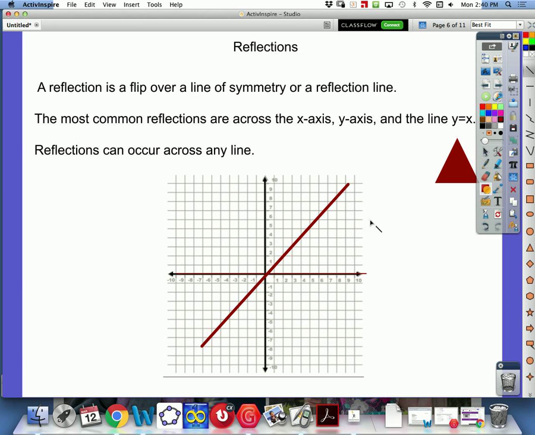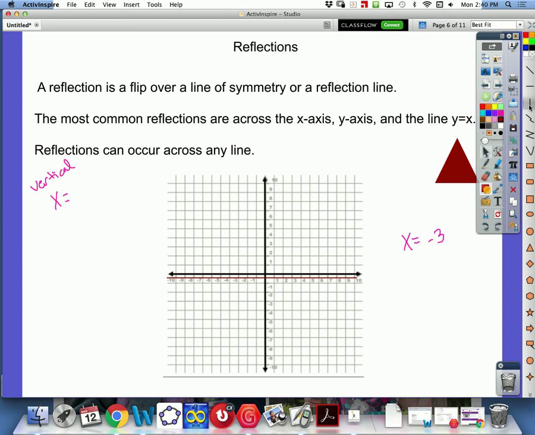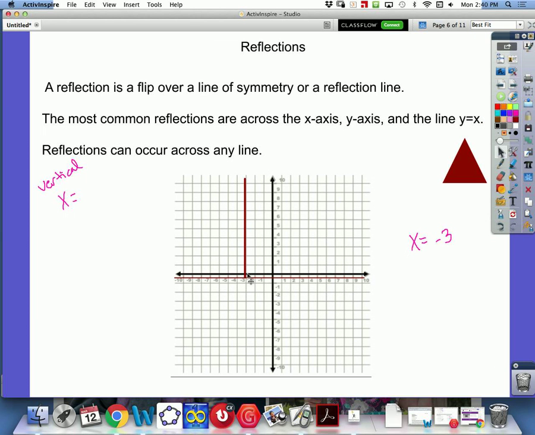Now, they could also ask you to reflect across different lines. They may ask you to reflect across the line x equals -3. If they do something like that, you need to know that anytime it says x equals, that is going to be a vertical line through that number. So if it says x equals -3, we're going to need a vertical line at -3, so 1, 2, 3, that means that your mirror line is right here. So that means wherever the shape is, it has to reflect on the other side of this line.